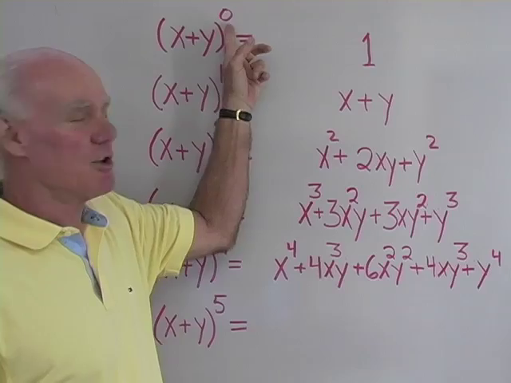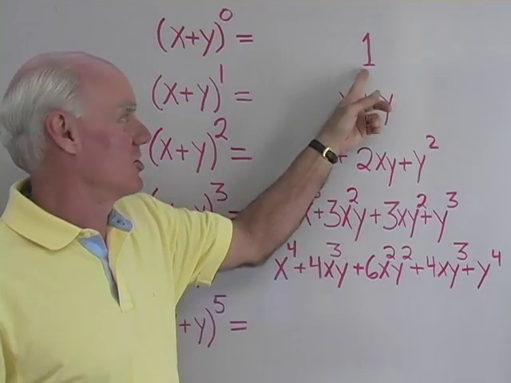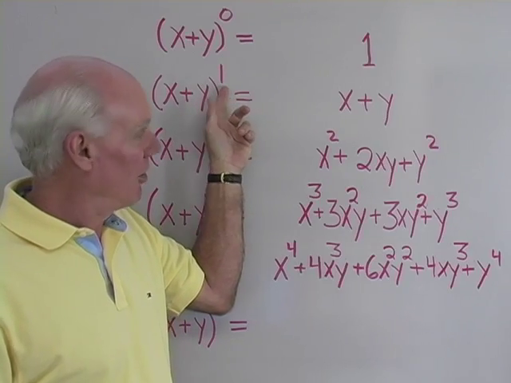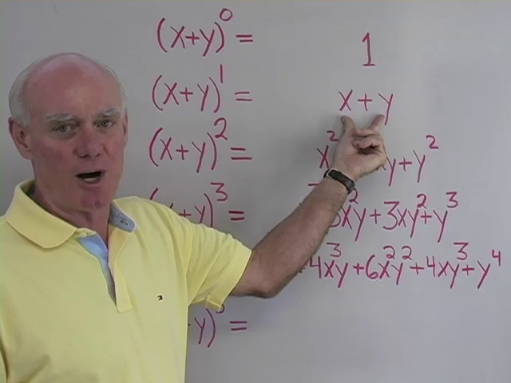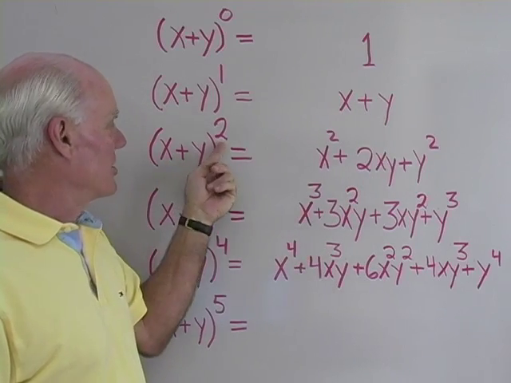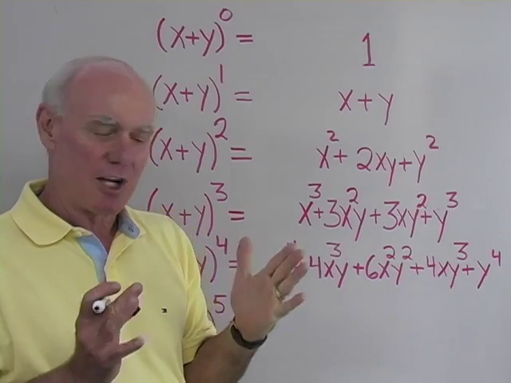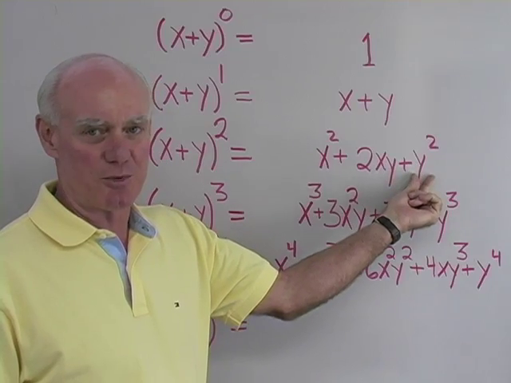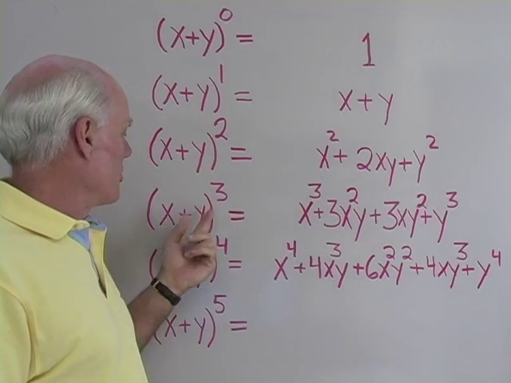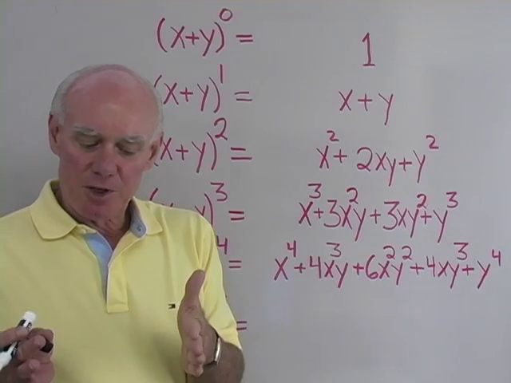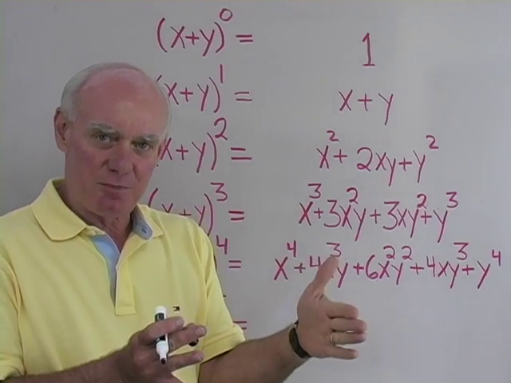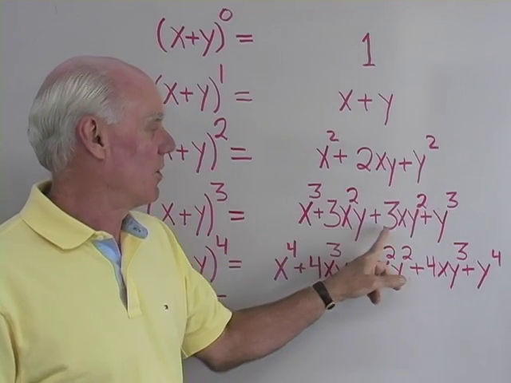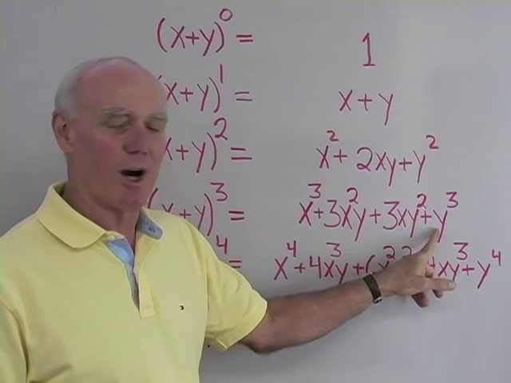X plus y to the 0 power by definition is just the number 1. X plus y to the first power, also by definition, is just x plus y. Now x plus y to the second power, we multiply x plus y times x plus y, we get x squared plus 2xy plus y squared. And then x plus y to the third, if we multiplied x plus y times x plus y times x plus y, we would end up with this: x cubed, 3x squared y, 3xy squared, y cubed.